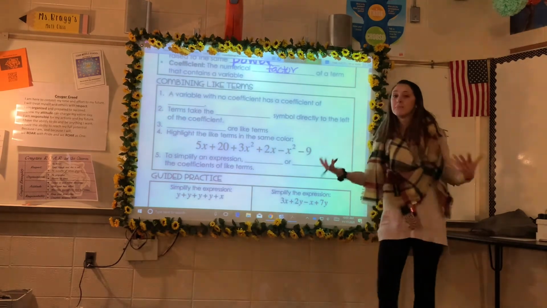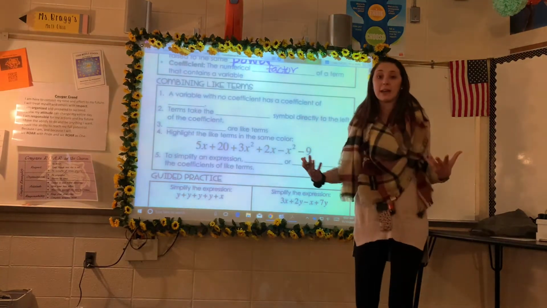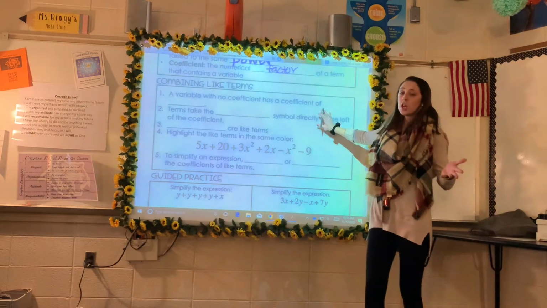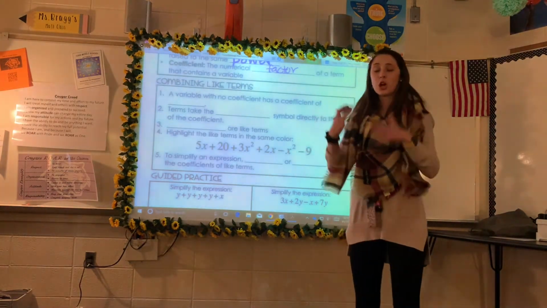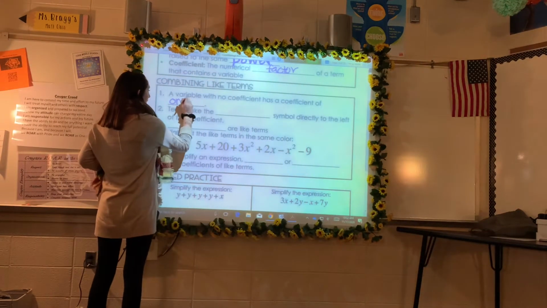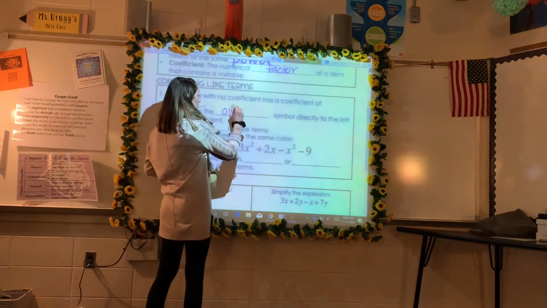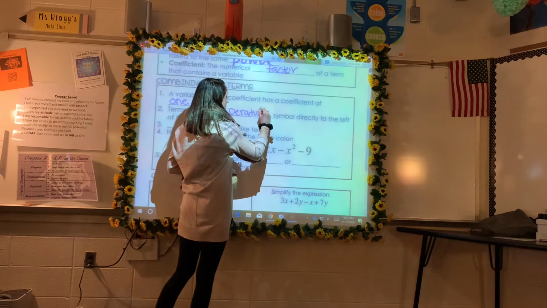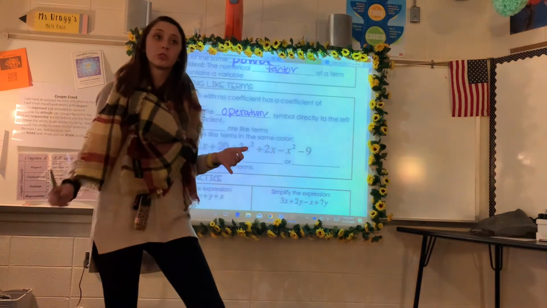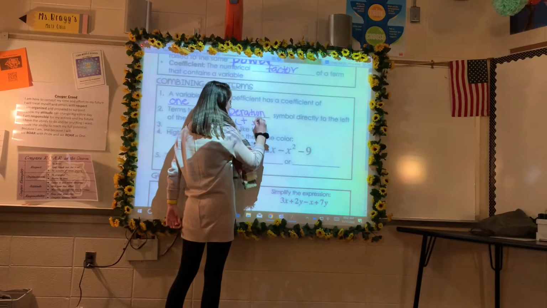Alright, so how do we combine like terms? We need to go through some information so we know how to combine these like terms. A variable with no coefficient has a coefficient of 1. If we have a variable and there's no number in front of it, which is that coefficient, we just assume it has a coefficient of 1. That's just an assumption we make. Alright, so terms take the operation symbol directly to the left of the coefficient, okay? Your operation symbols are always going to be addition or subtraction.